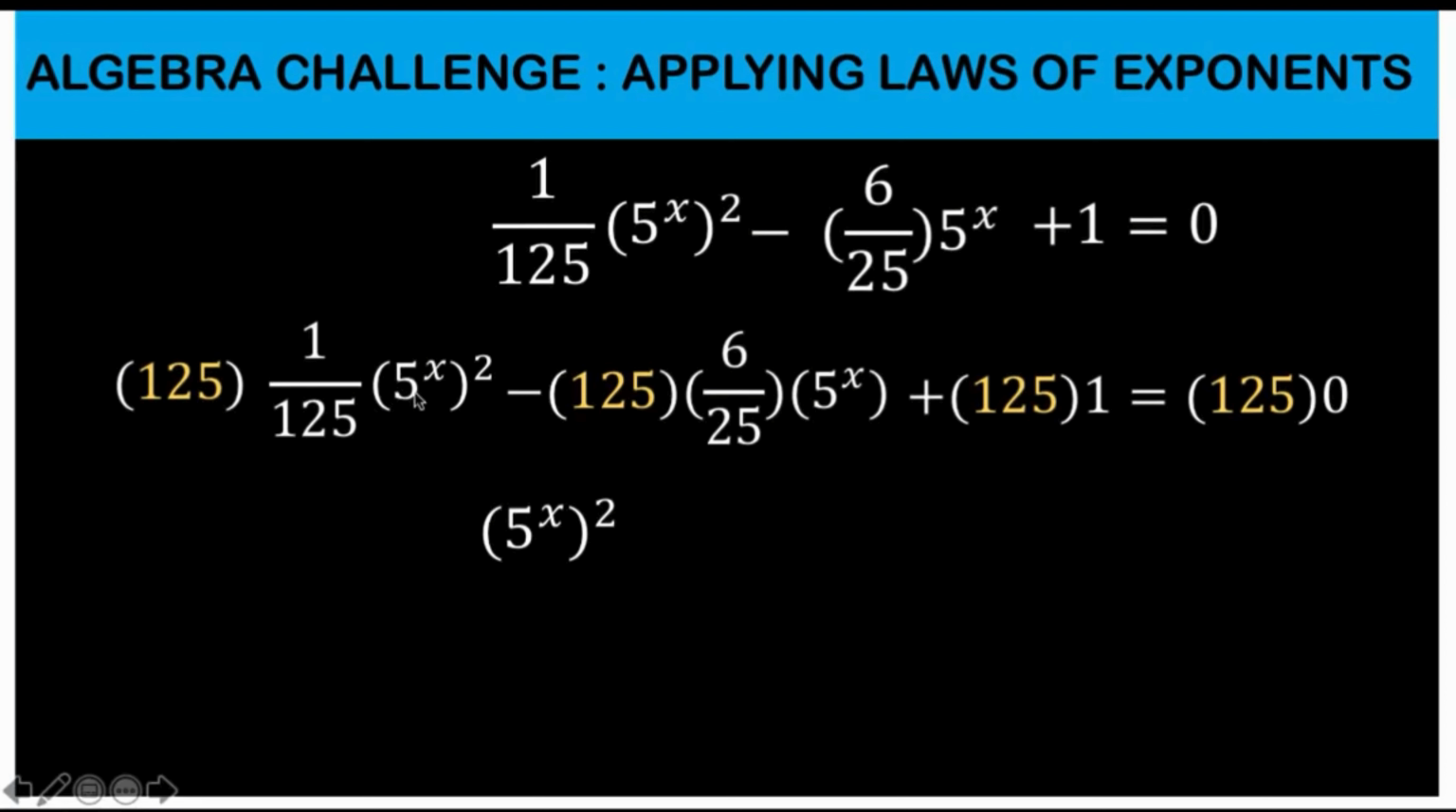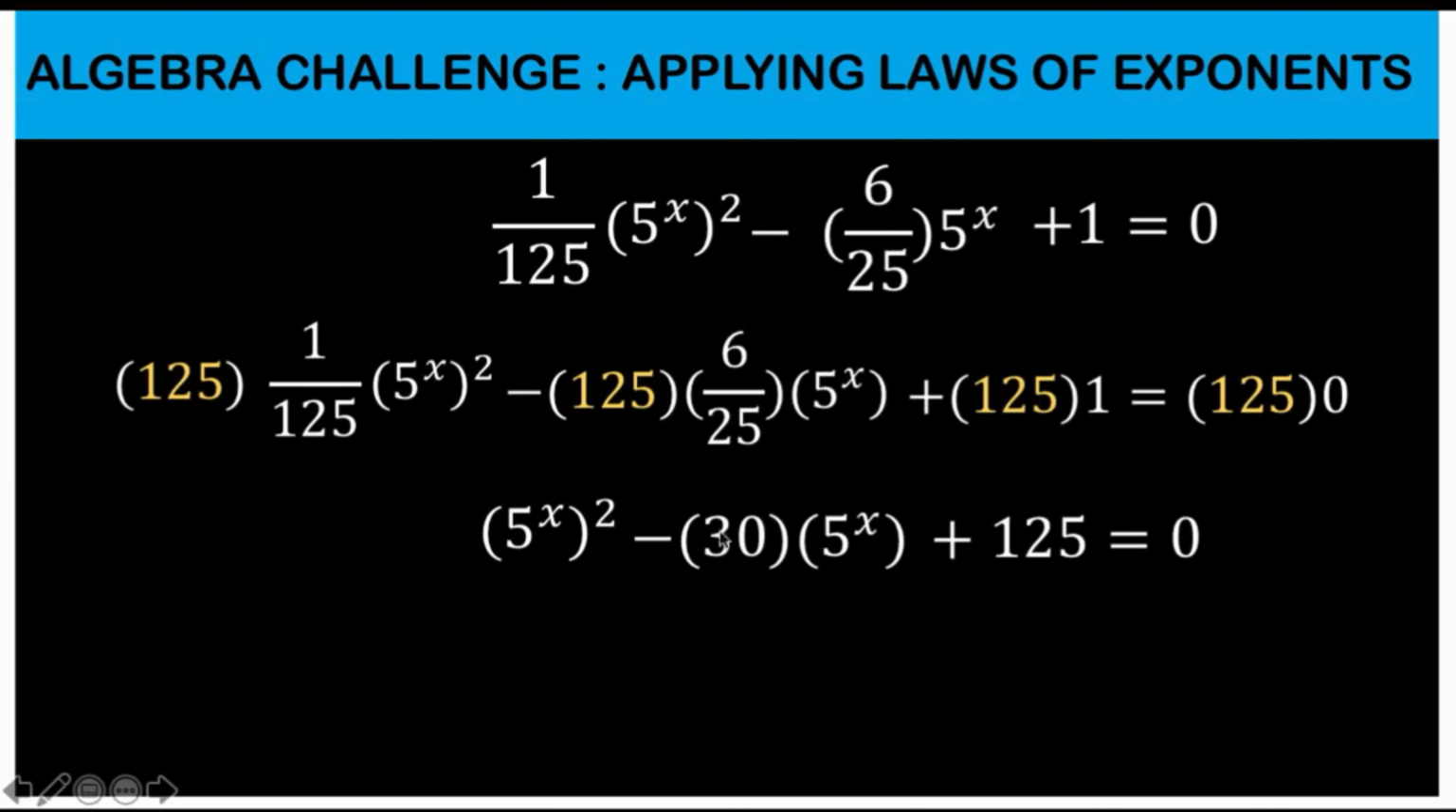So the first term is now simplified as 5 raised to x all raised to the second. 125 divided by 25 equals 5, times 6 equals 30. Then copy 5 raised to x, copy the minus sign. And of course, 125 times 1 is 125 and 125 times 0 is 0. Notice that you have here 5 raised to x and 5 raised to x. This form is quadratic in form, because you can think of this 5 raised to x as simply any other variable raised to the second, minus 30 times that variable, plus 125 equals 0, which is exactly quadratic in form.